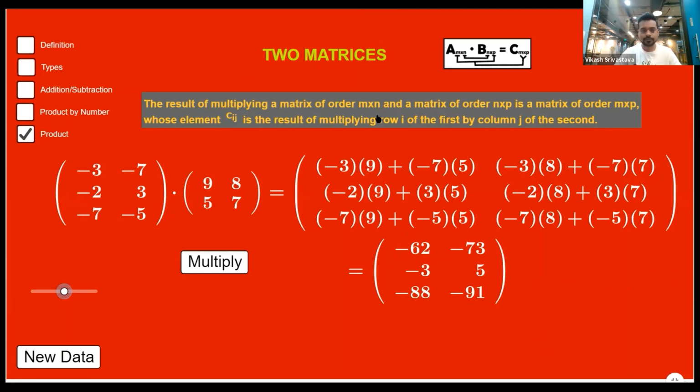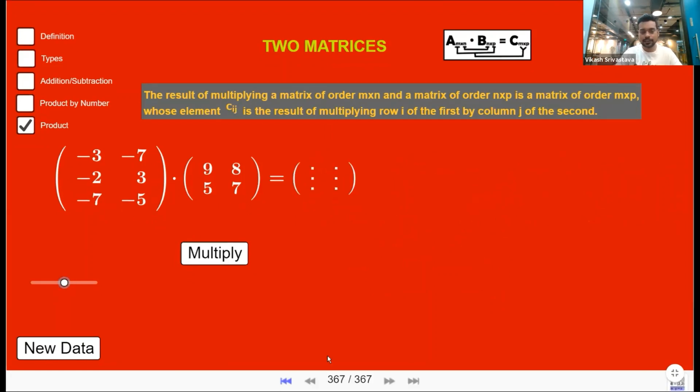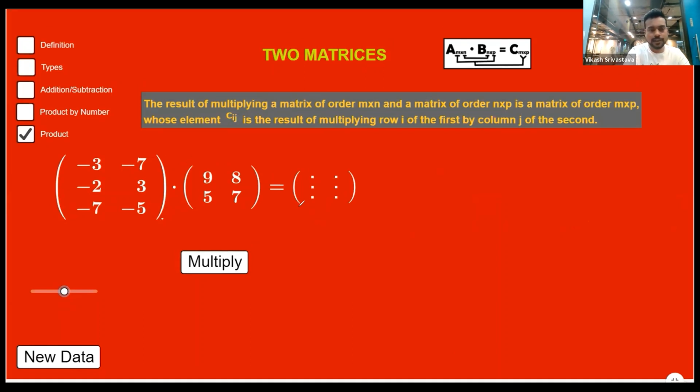All right. So let's multiply these two matrices. In this case, I have a matrix of order 3 cross 2, and then I have this matrix, 2 cross 2. As you can see, these two matrices are multipliable because these two numbers are the same. And what will be the shape of the resultant matrix? It will be 3 cross 2.